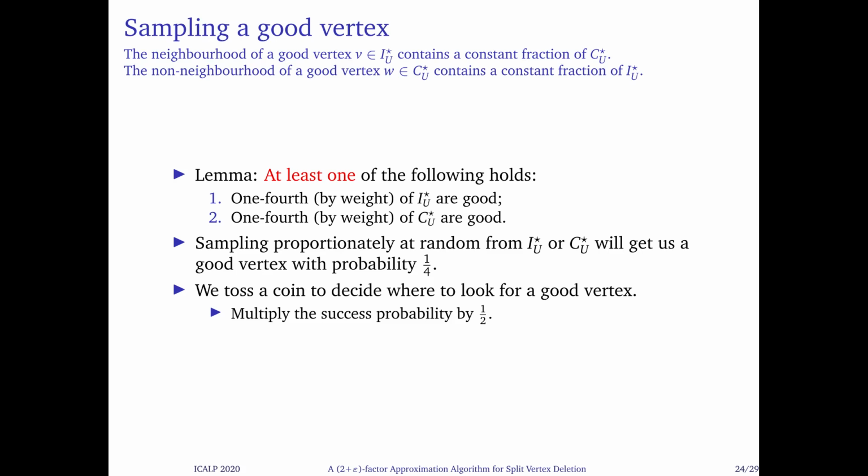Now we don't know which one of the conditions in this lemma holds, so we toss a coin. Depending on heads or tails, we'll either go and look for a good vertex in I star U or in C star U. So this reduces the success probability by a factor of half.